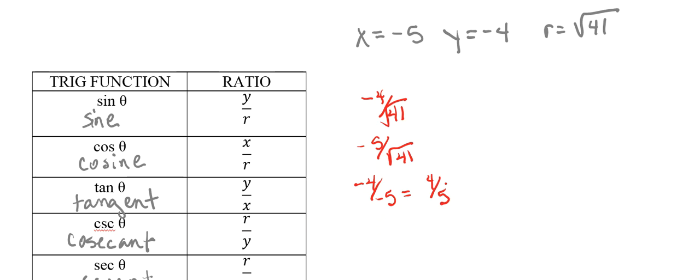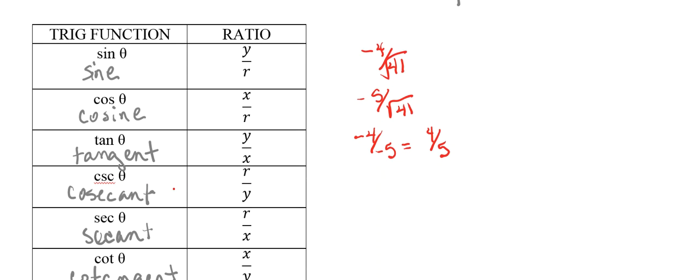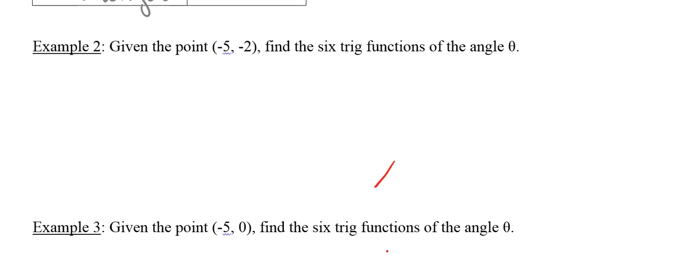The bottom three are the reciprocals, so cosecant is the reciprocal of sine. Just take your sine relationship and flip it upside down. So it's the square root of 41 over -4. Secant is the reciprocal of cosine, so I'm going to flip this one upside down. It's square root of 41 over -5. And cotangent is the reciprocal of tangent, so I'm going to flip 4/5 upside down and I get 5/4. Okay, so let's do that with just a point.